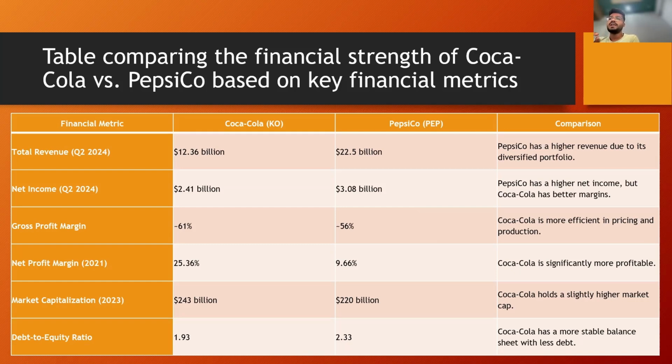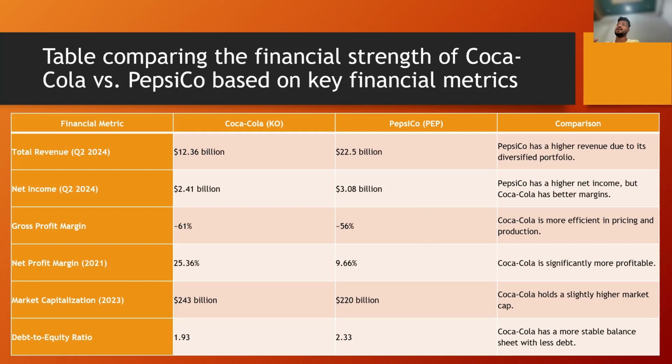Second point, profitability and margins. Gross profit margin, Coca-Cola maintains a higher gross profit margin of approximately 61% compared to PepsiCo's 56%, indicating more efficient production and pricing strategies in its core beverage segment. Net profit margin, in 2021, Coca-Cola's net profit margin was 25.36%, significantly higher than PepsiCo's 9.66%, showcasing superior profitability.